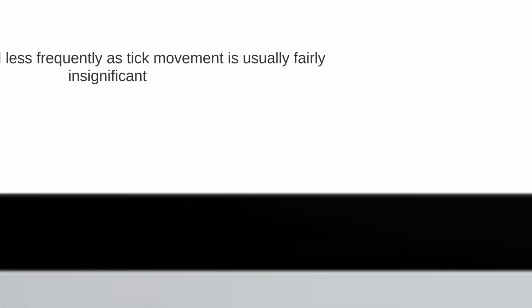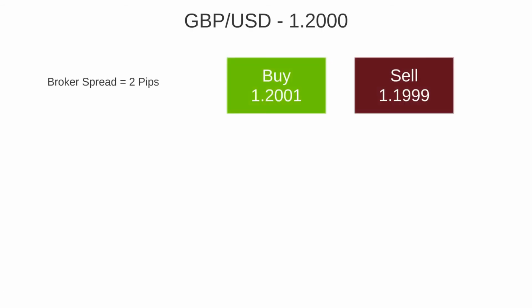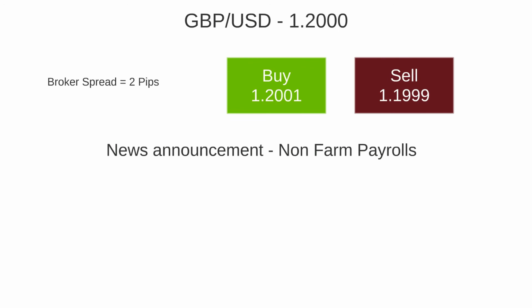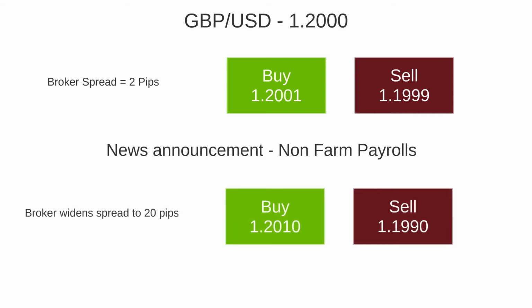Now let's say that a high impact news announcement has just been made, like the non-farm payrolls in the US, for example. These kind of news announcements usually greatly increase the market volatility, so the broker will widen the spreads on the affected markets as it becomes difficult for them to keep up with all the trading activity. So the price of the pound dollar may go to something like 1.1990 to sell and 1.2010 to buy, meaning there is a 20 pip spread on this market now.